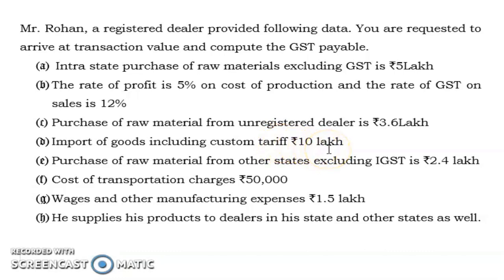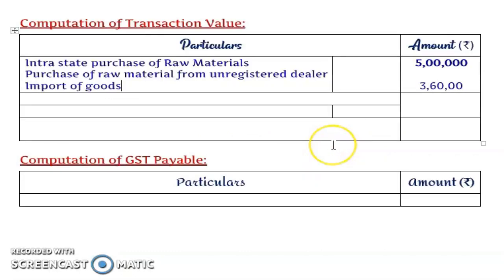So in case of import, again it includes all the duties except IGST. So ಇಲ್ಲಿ IGST ಬಗ್ಗೆ ಮಾತಾಡಲಿಲ್ಲ. So it means only custom duties has been included. So this is the value which we need to take. Let us take that 10 lakh. Okay, so 10 lakh.